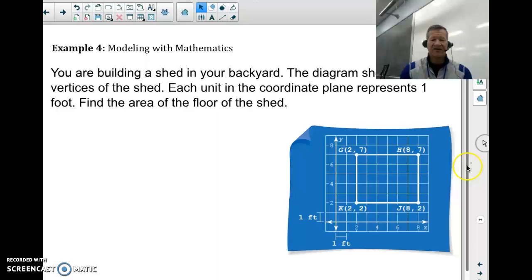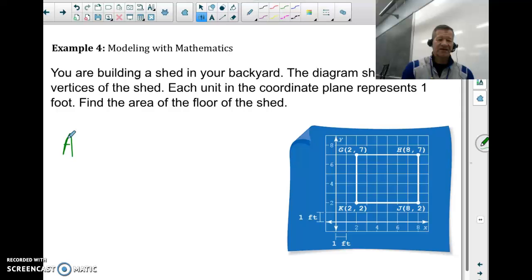Here's another example of area. I know this isn't in your notes, but you're building a shed in your backyard. The diagram shows the 4 vertices. Each unit in the coordinate plane represents 1 foot. Find the area of the floor of the shed. Well, this time we have a rectangle. And area of a rectangle we said was base times height.